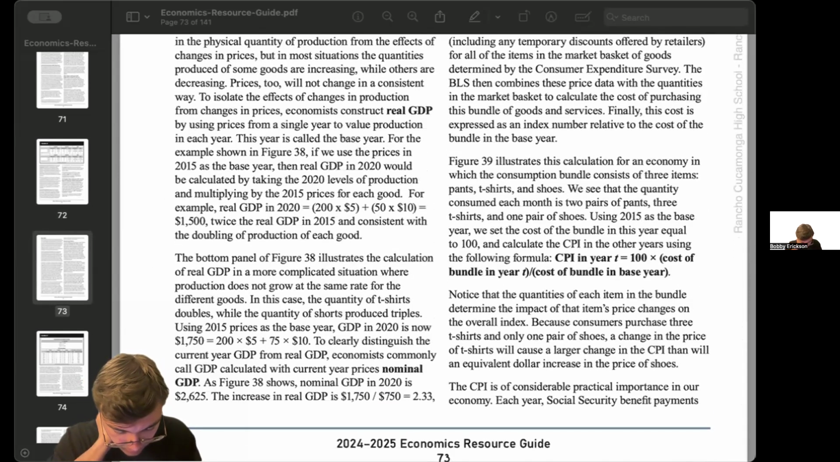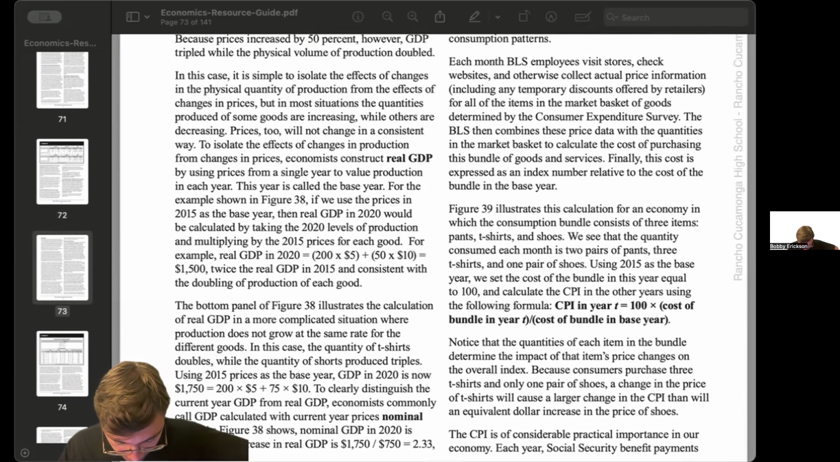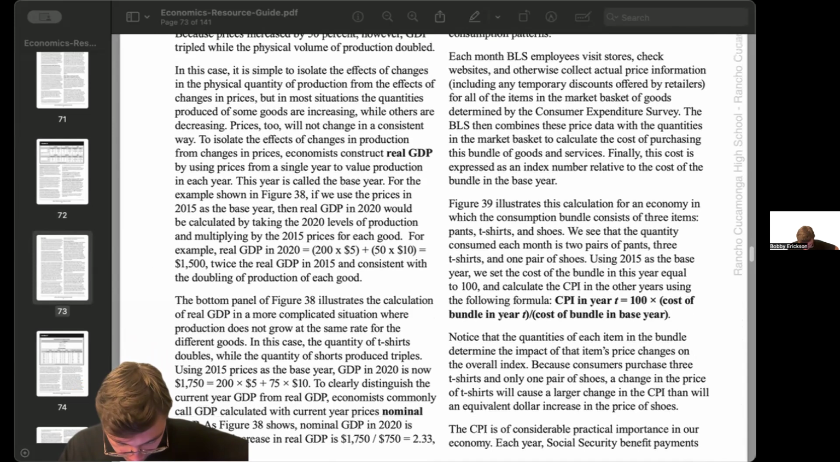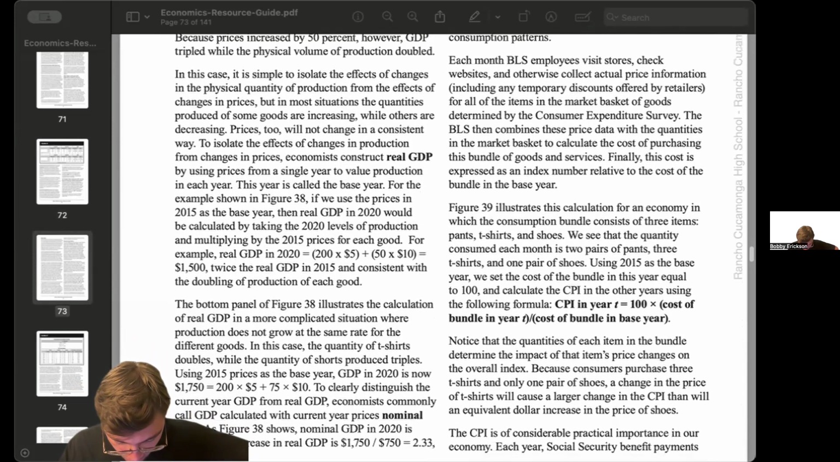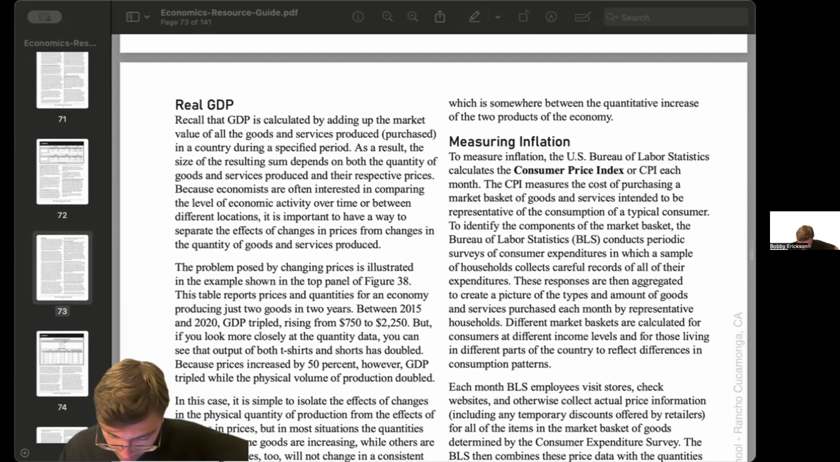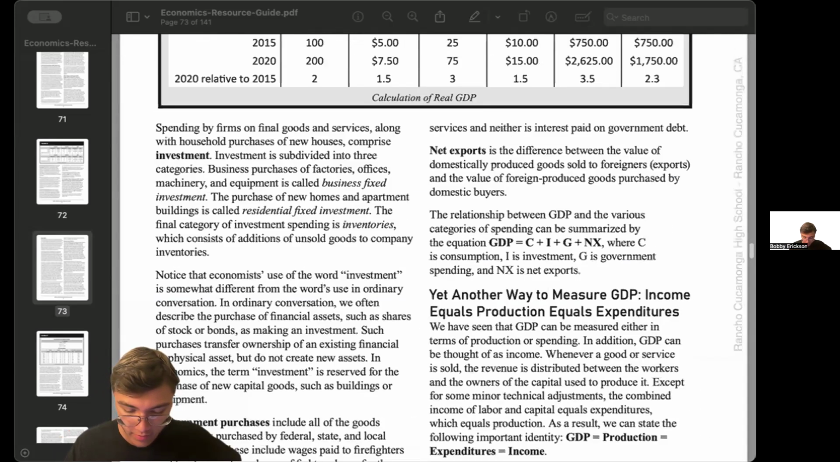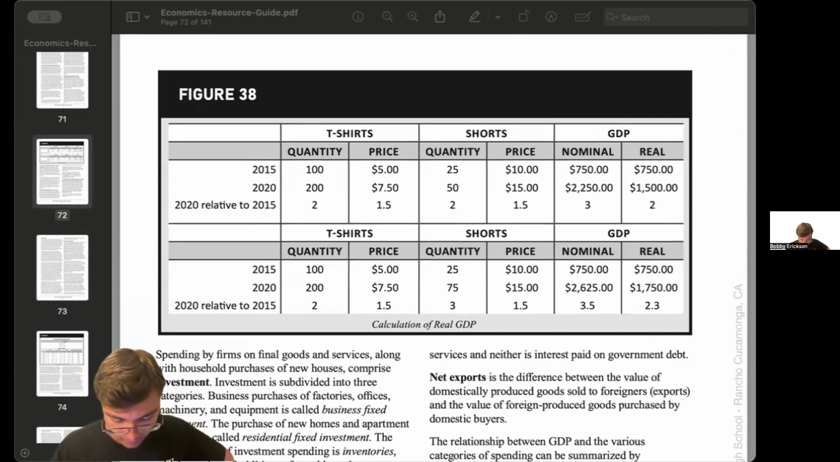So all the GDP that's calculated with the current year prices is the nominal GDP. So we see that in 2020, it's 2,625. And then if we go ahead and see the increase in real GDP, it's 2.33 times the amount, which means a somewhat larger increase of about two products per price. This is an indication of the two products increasing by that amount of production.